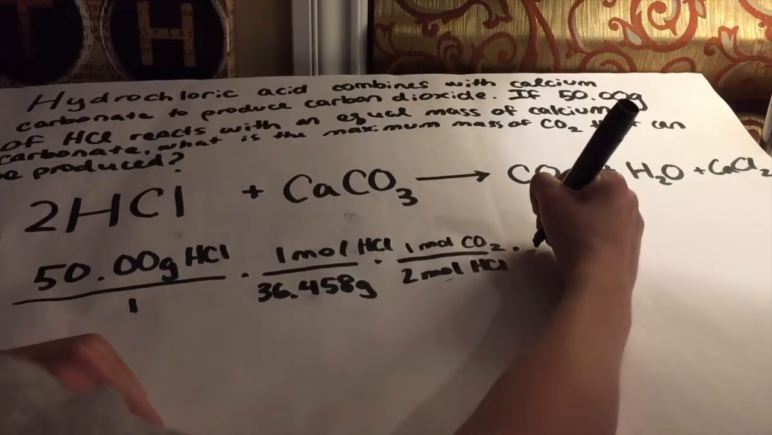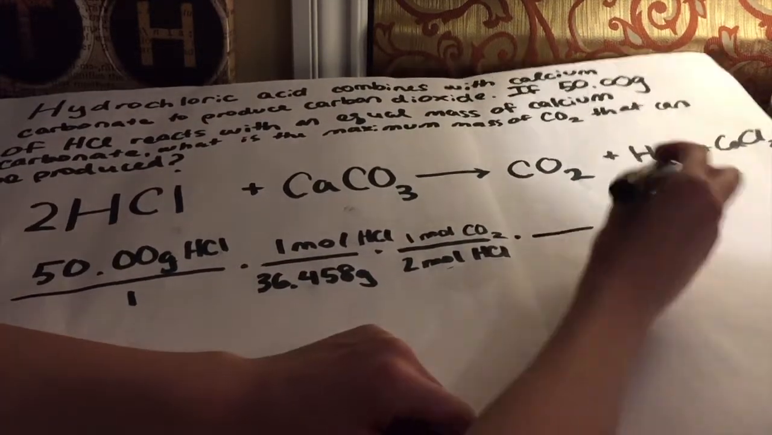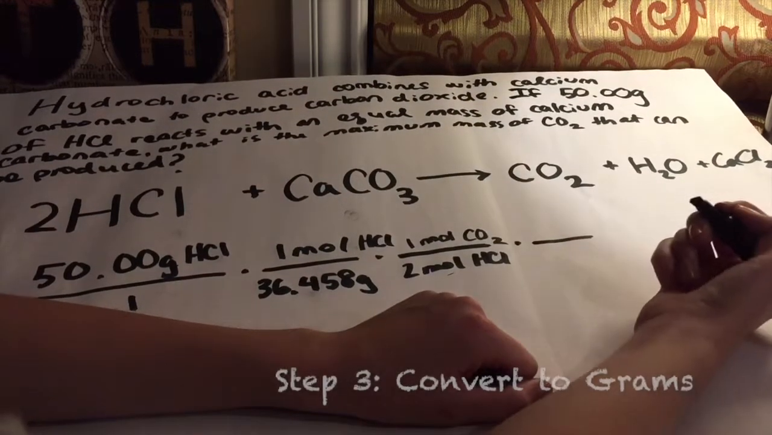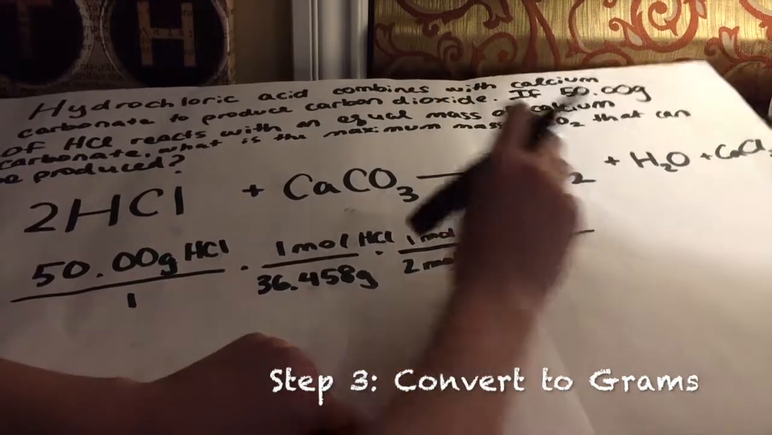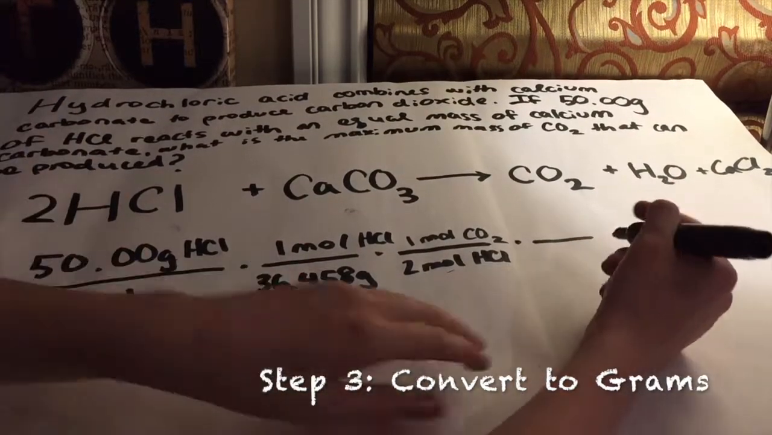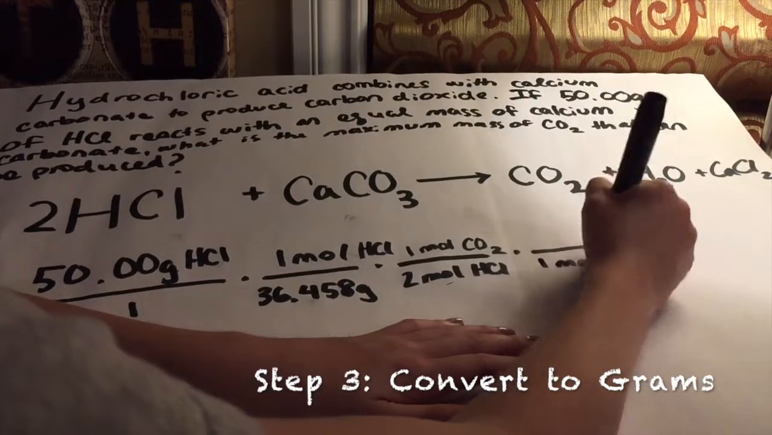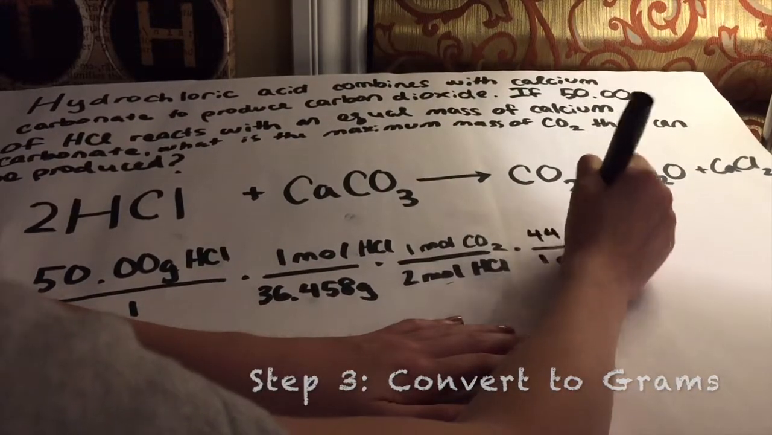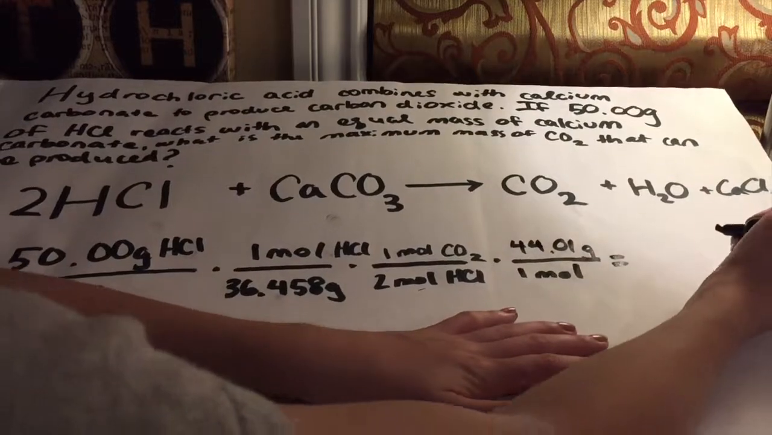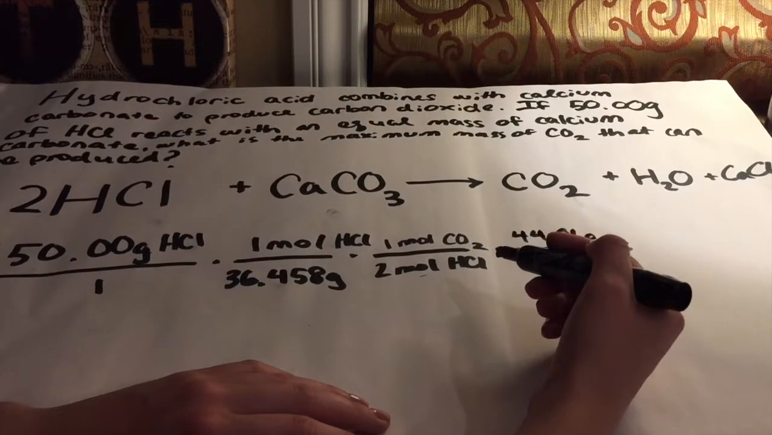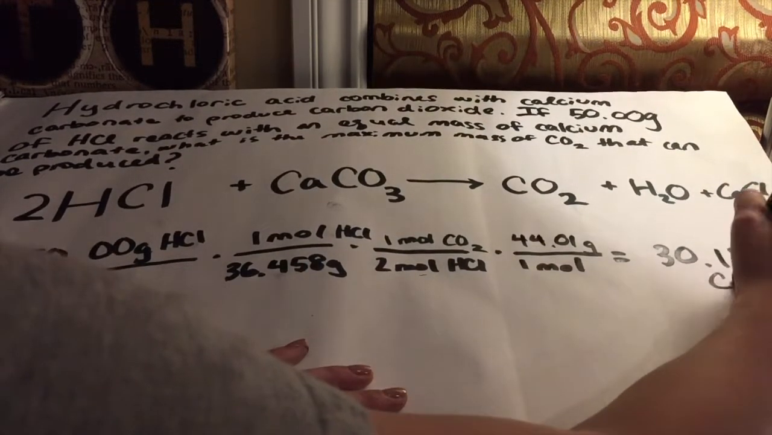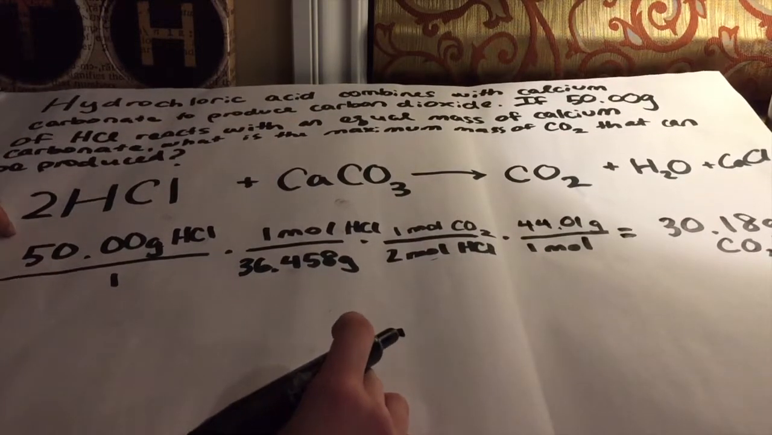Finally, we want to find grams of CO2 because the question is asking for maximum mass of CO2 rather than maximum moles. So we are going to do the opposite of what we did earlier, converting from moles to grams. We need to use molar mass again. Per mole of carbon dioxide, there are 44.01 grams, which is 12.01 grams for carbon plus 2 times 16 grams for oxygen. When we multiply this all out, we get 30.18 grams of CO2 when we're using how much HCl we have.